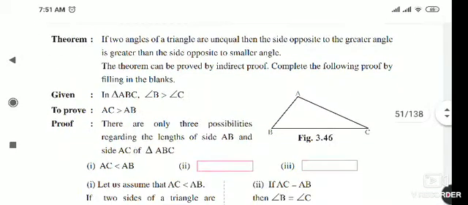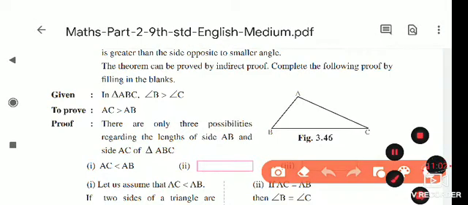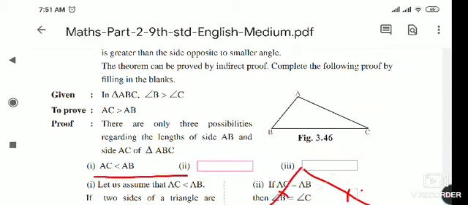And this is the activity. Given this triangle ABC, angle B is greater than angle C. Here it is written. And we have to prove that AC is greater than AB.